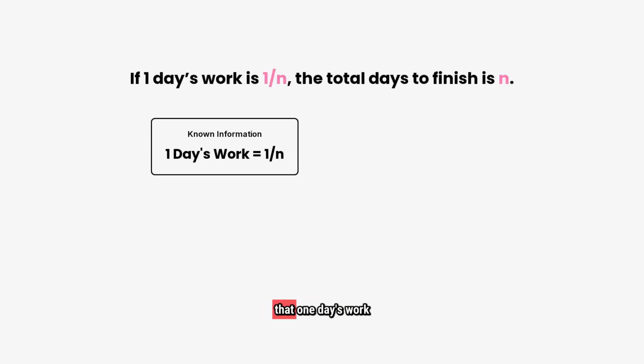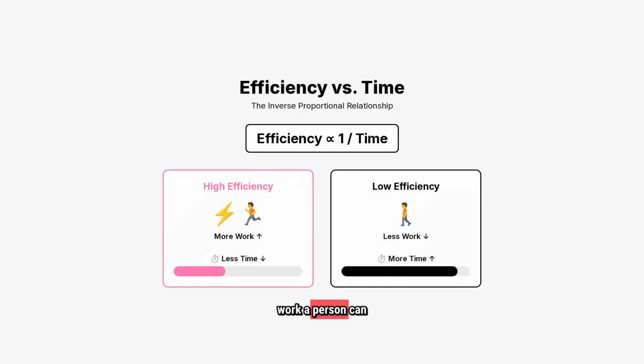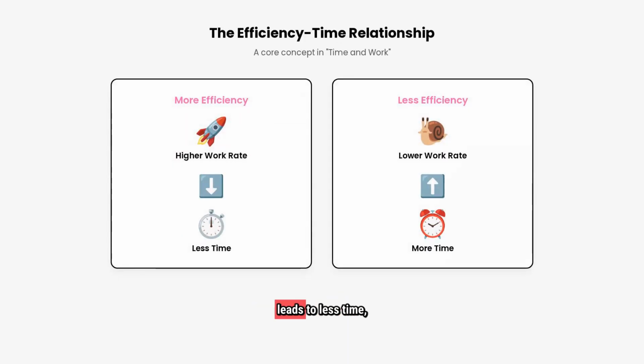Conversely, if you know that 1 day's work is 1/n, then the total days required to finish the entire work is n. Efficiency represents how much work a person can do in a specific time, and it's inversely proportional to time. This means more efficiency leads to less time, while less efficiency requires more time to complete the same task.